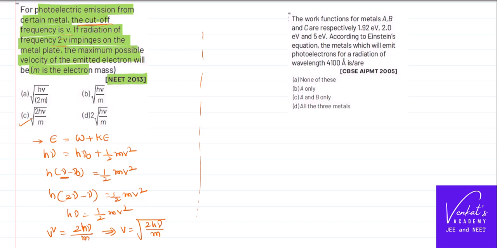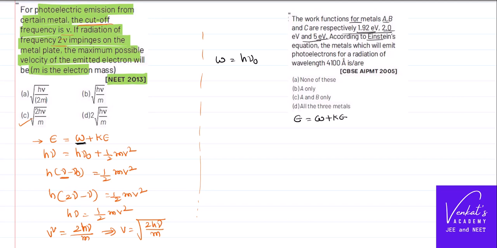The work functions of metals A, B, C are respectively given as 1.92 electron volts, 2 electron volts and 5 electron volts. So what is work function? As I have told you, according to Einstein's photoelectric equation, incident energy is work function plus kinetic energy, where work function, h nu naught, is the minimum energy required to release the electron from the metal surface. These values are given for three different metals as 1.92, 2 and 5 electron volts.